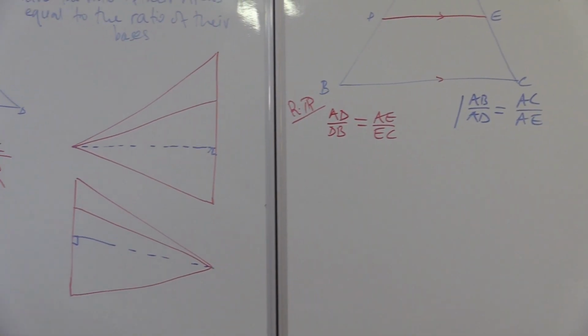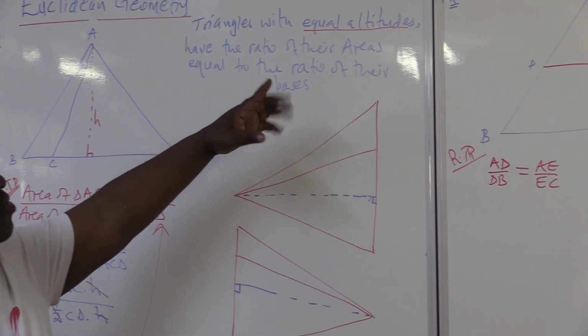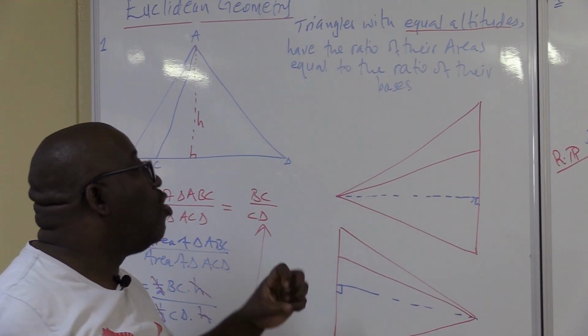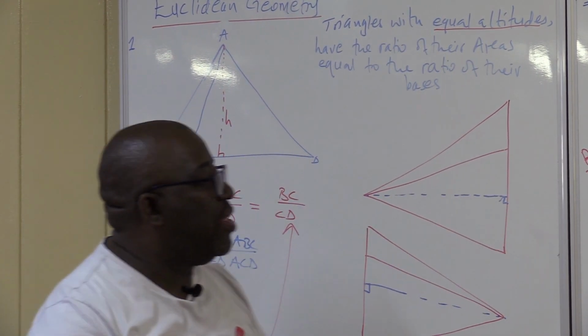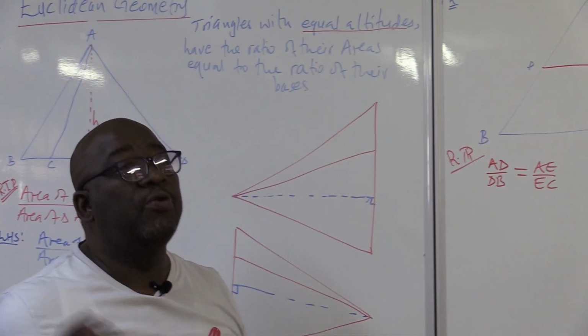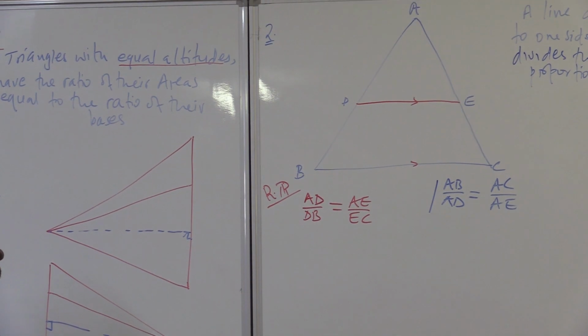How do we do it? Now, I know that for this theorem to work, I've got to have 2 triangles with the same altitude. Then I can conclude that this area over this area is equal to this base over this base. Let's get on with it. Let's have construction. Let's go with you step by step.